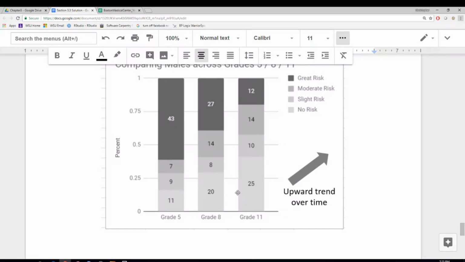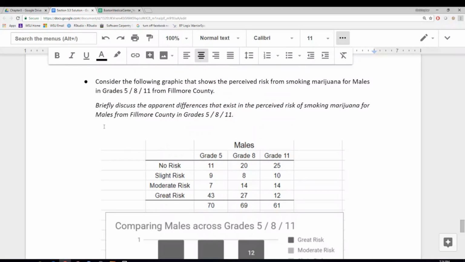We are getting more people in grade 11 that think smoking weed's of no risk. So I would imagine that some of these that thought it was a slight risk in grade 8 have now moved into the no-risk category. They probably are sliding into the lower levels of risk as they get older, as I would expect. But it's kind of interesting that the no-risk group is kind of decided upon by grade 8 or so. So let's go ahead and write a couple of comments regarding that.